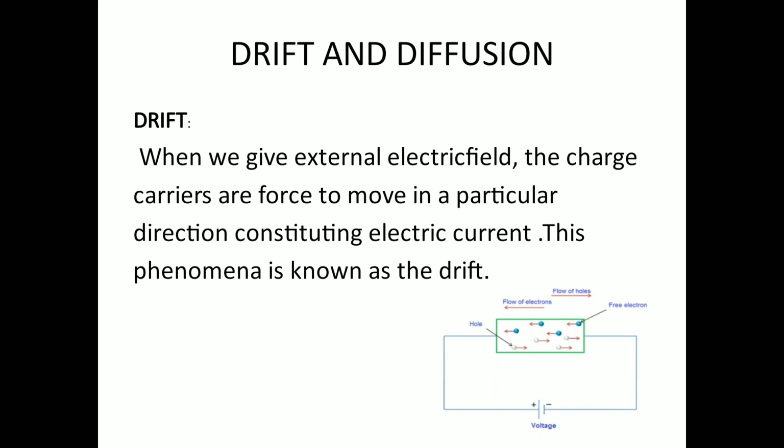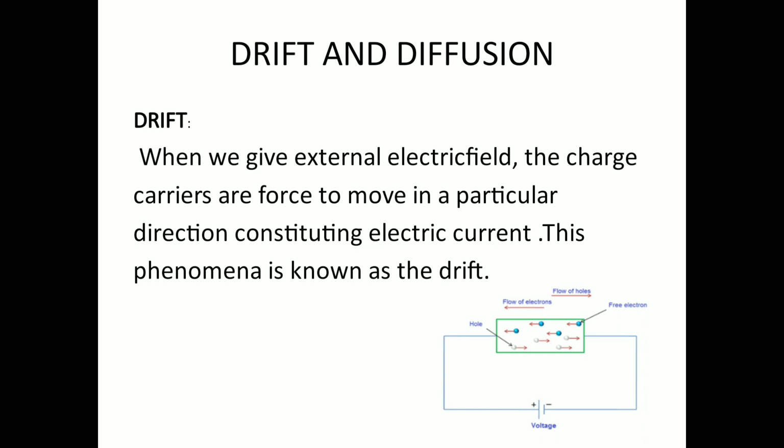Today our topic is drift and diffusion in semiconductors. Generally, in semiconductors we have two charge carriers: electrons and holes. Those charge carriers move in two ways: one is drift and the other is diffusion. First we discuss drift.